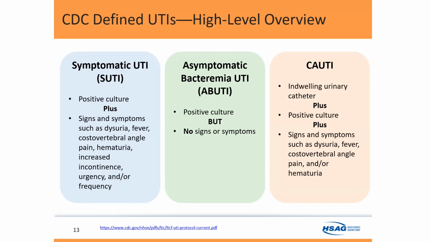So they've got great surveillance definitions. They've got a long-term care component in which you can track these HAIs, your UTIs, through that system. So we've got three definitions. We've got your SUTI, or your symptomatic UTI, and this is in your non-catheterized patients. So we need a positive urine culture and then those signs or symptoms. And then we've got a CAUTI, which is in your residents who have that indwelling urinary catheter, plus they've got the positive urine culture and then signs or symptoms.